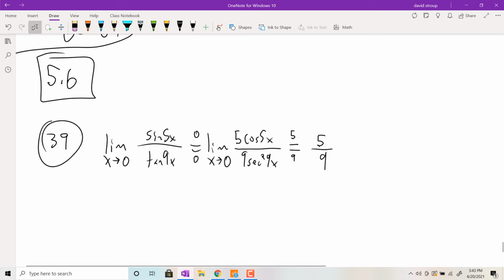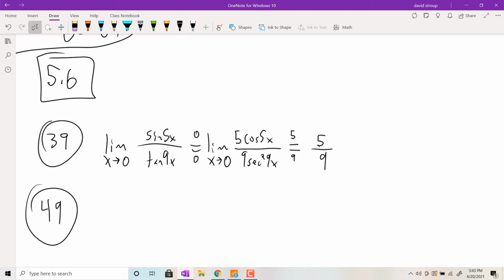Okay. There are also these other weird ones, like 0 times infinity, or infinity to the 0, and infinity minus infinity. So you should be able to do all those. Let's look at one of these infinity to the 0 types. Those are usually harder.